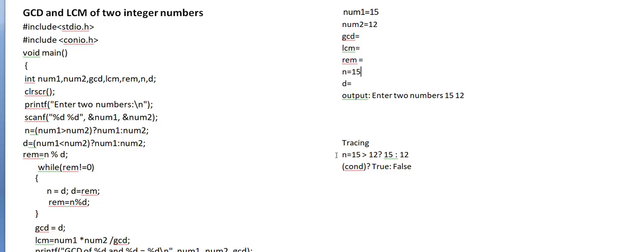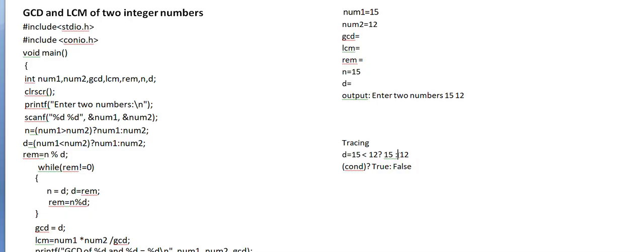Second, what will it take? I will take d is equal to 15 is greater than, sorry, 15 is less than 12. Here the condition becomes false. If the condition becomes false, it will take the second part.